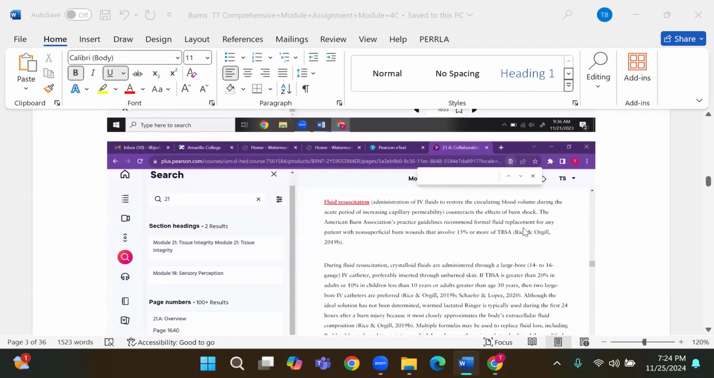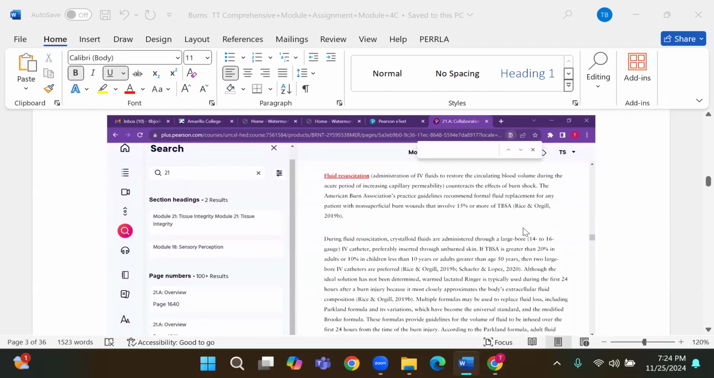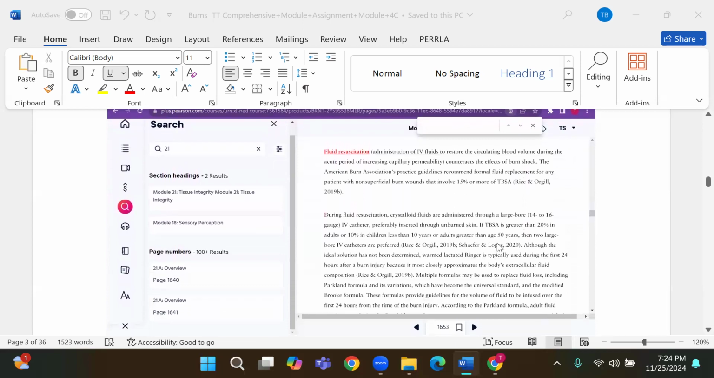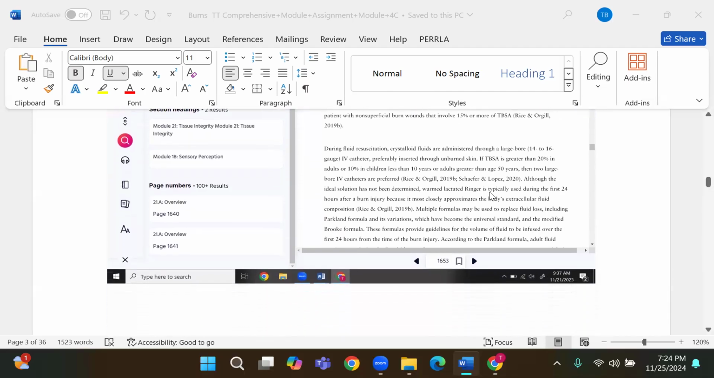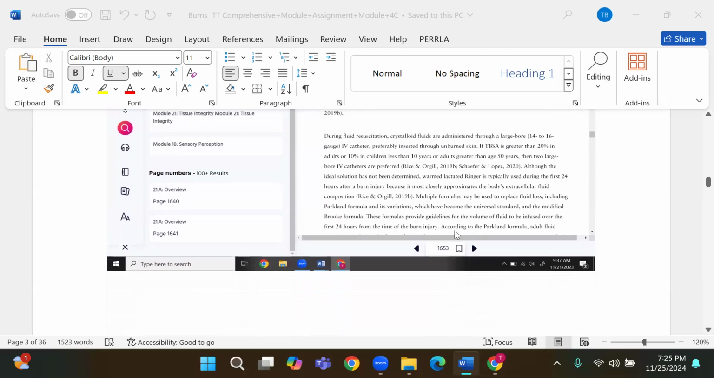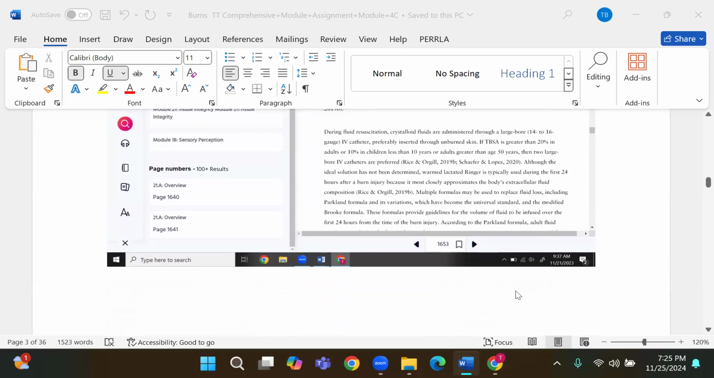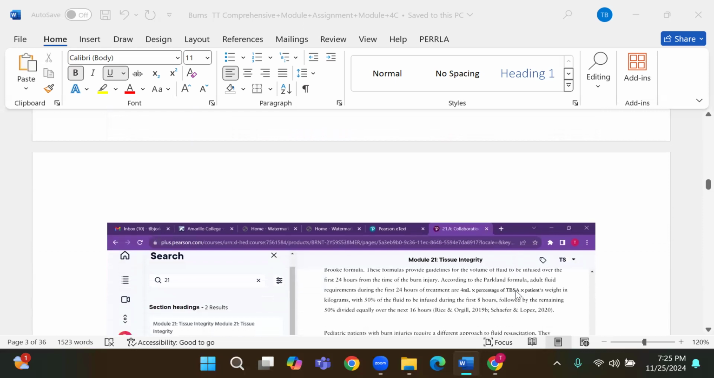Now we're going to get to fluid resuscitation, I think it's the very next slide, because I looked at it earlier. Okay. You're going to have to resuscitate the fluid of this patient. The American Burn Association's practice guidelines recommend formal fluid replacement for any patient with a non-superficial burn wound, obviously. What I'm going to do is skip right down to here. It says, according to the Parkland burn formula.